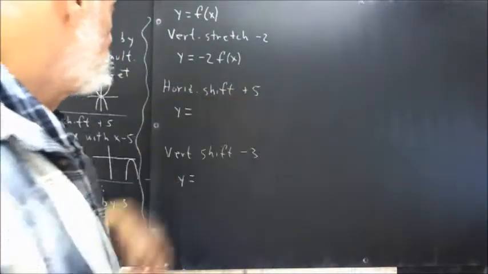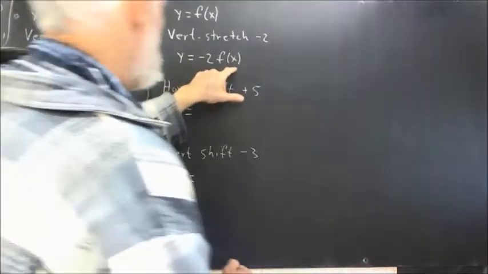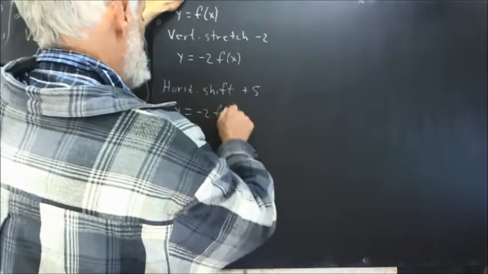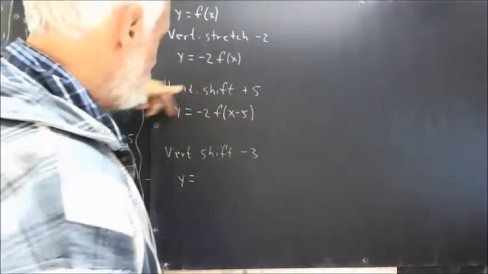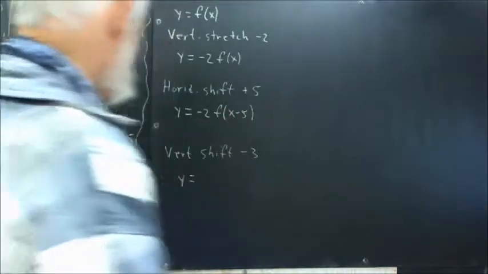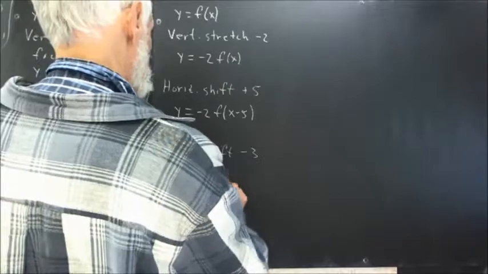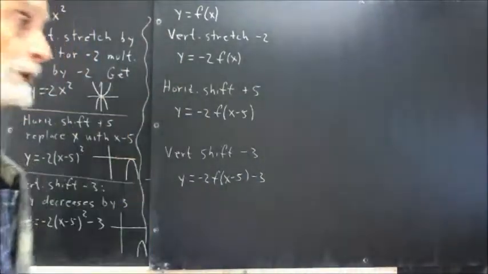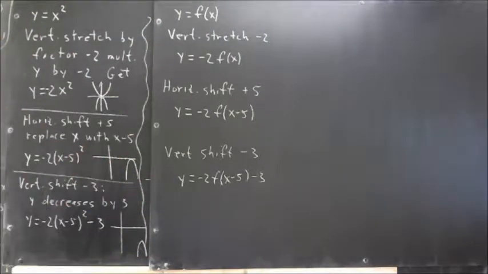The horizontal shift of +5, for the same reason over here, we're going to replace x by x minus 5. We get -2 f of x minus 5. Vertical shift -3, we're going to have to subtract 3 from our y values in order to shift all our points 3 units downward. That's going to give us y equals -2 f of x minus 5, excuse me, minus 3. So that's our general result.